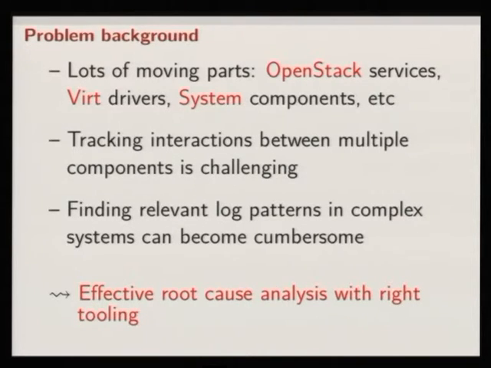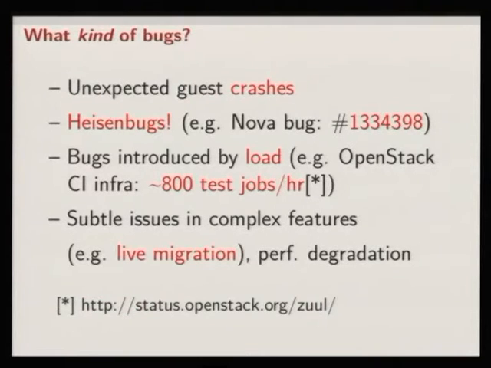So let's see, what kind of bugs? Well, you're all well aware of plenty of different kinds of bugs that are possible. Crashes, things that occur only under a load. I linked a bug there. That's one of the notorious bugs that shows up only in OpenStack Nova's CI infrastructure. However much we tried to debug it independently, we just couldn't reproduce it. It's an interesting bug. If you're curious, you could take a look at it after the talk or later sometime. And OpenStack CI infrastructure runs about 800 test jobs per hour. It's not a joke, it's real. You can see the URL at the end that shows you what kinds of jobs it is running.